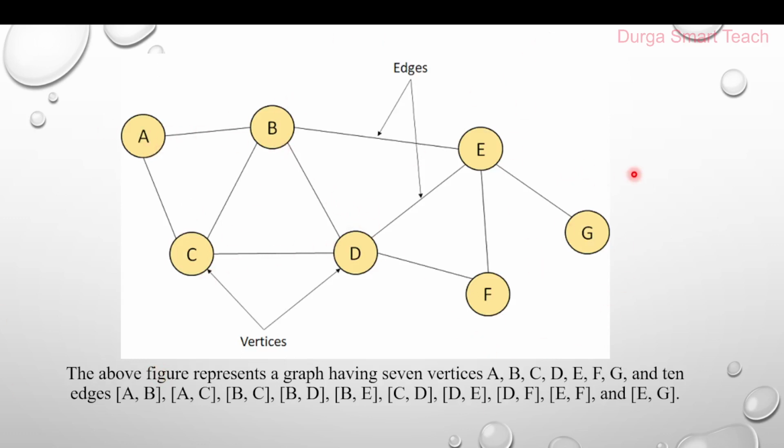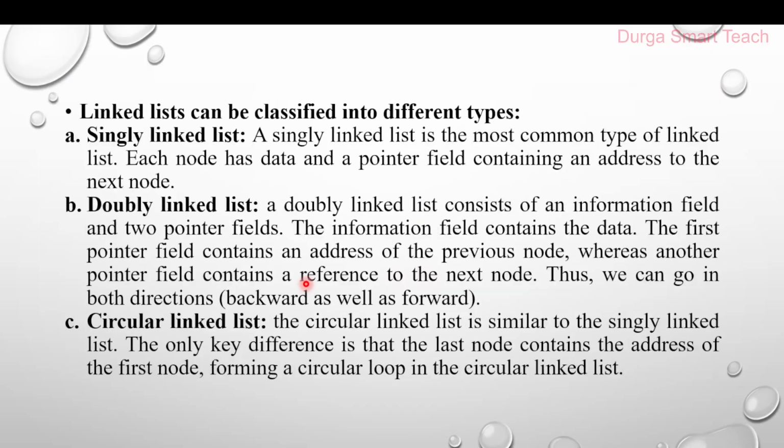Here A, B, C, D, E, F, G are known as vertices and these lines are known as edges. The above figure represents a graph having several vertices, A to G, and 10 edges. A to B is one edge, A to C is one edge, B to C is one edge, B to D, B to E, C to D, D to E, D to F, E to F, and E to G. These are known as edges, and these are called vertices. So graph is a collection of vertices and edges. These are the classification of data structure.